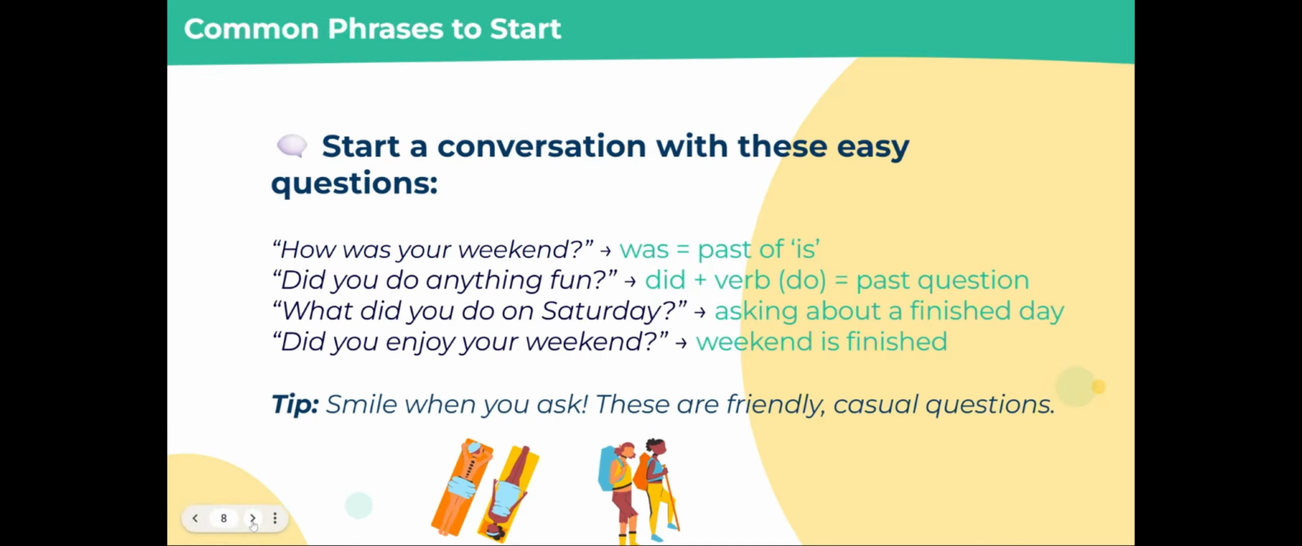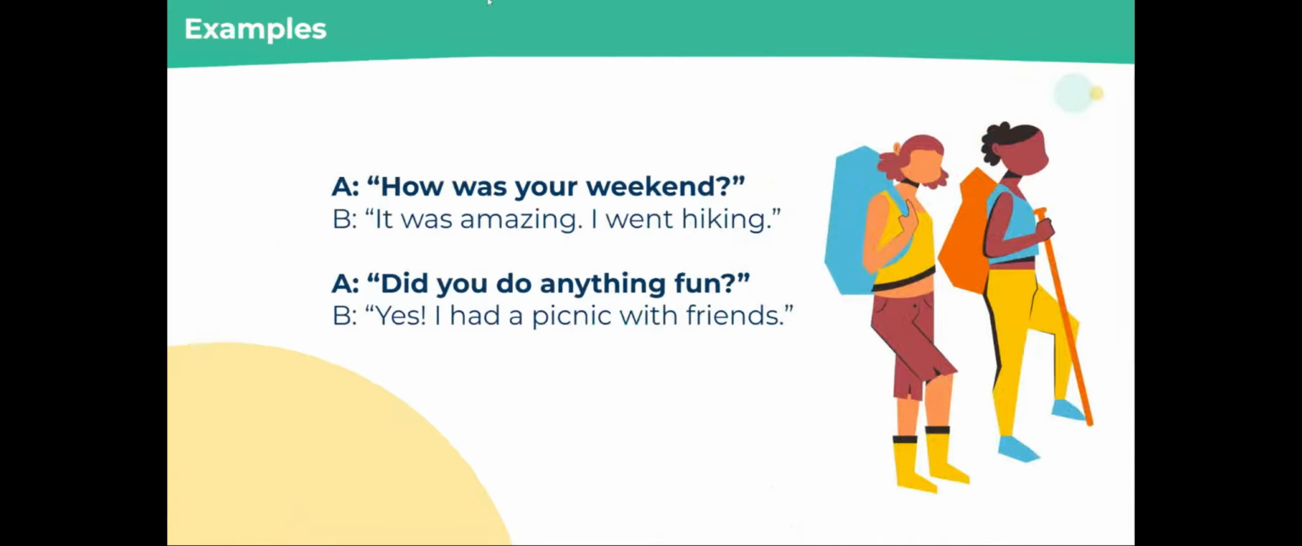Okay, well, let's continue. Have a look at some examples. How was your weekend? It was amazing. I went hiking. Did you do anything fun? Yes, I had a picnic with friends. Okay, so these questions and answers, they're in the past simple because we're talking about last weekend.